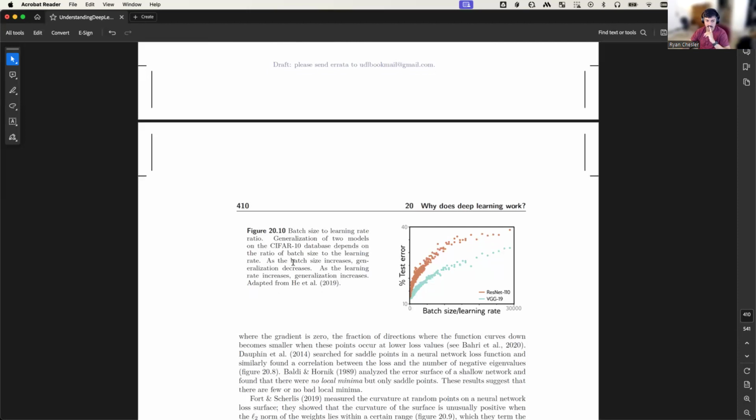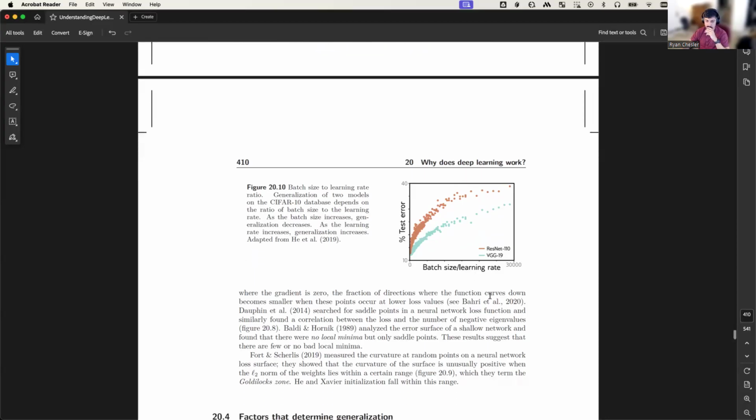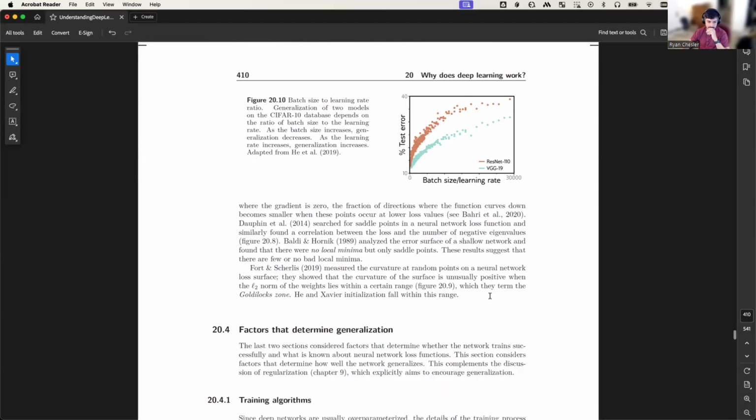I kind of question this a little bit because I feel like you should be able to do better than 40% test error, but maybe it's just not trained fully to convergence, maybe just comparing a similar number of steps or something like that.